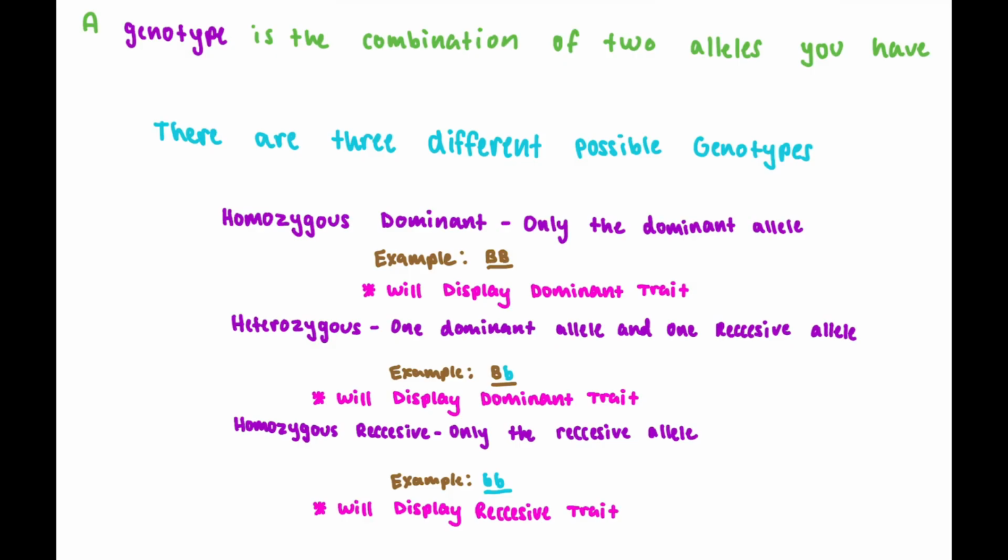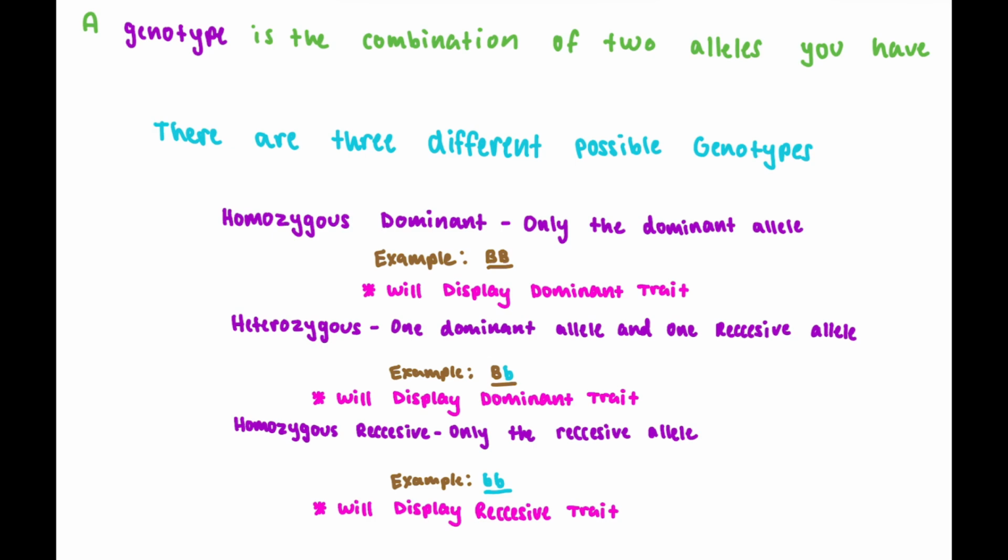If you have a homozygous dominant genotype, you only have a dominant allele. So let's use the last example, where big B coded for brown eyes. If you have 2 big B alleles, you will only have a dominant allele, and therefore you will display the dominant trait. The second possible genotype is a heterozygous genotype. A heterozygous genotype means you have 1 dominant allele and 1 recessive allele. An example of this is big B little b. And even though you have both alleles, you will display the dominant trait.